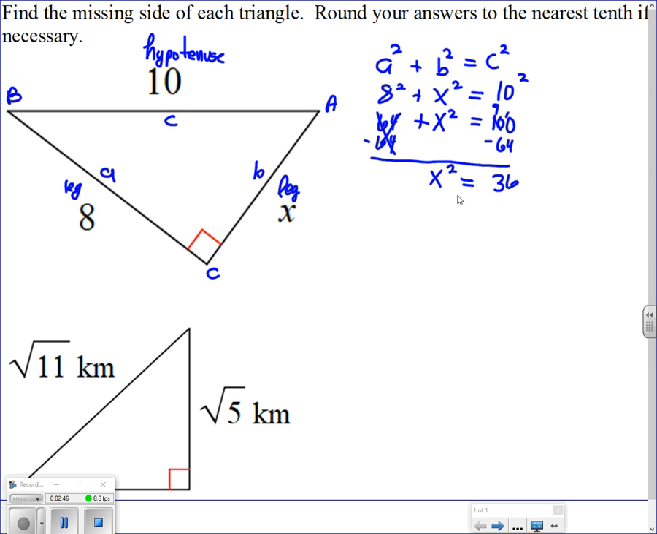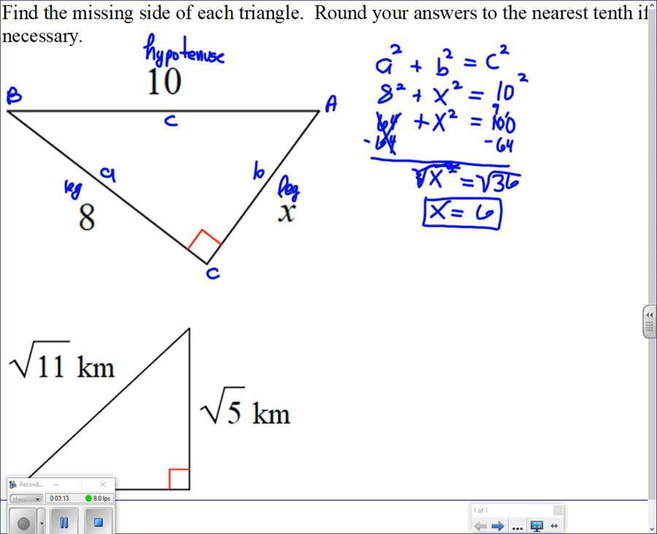Now get the x by itself. I need to do the opposite of square. The opposite of square is square root. Now what you do to one side, you must do to the other. So these are opposites, so they're going to cancel. All I have is x is equal to the square root of 36, which is 6, and that is the answer.